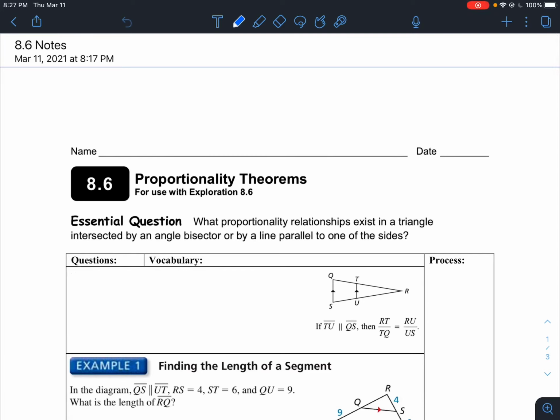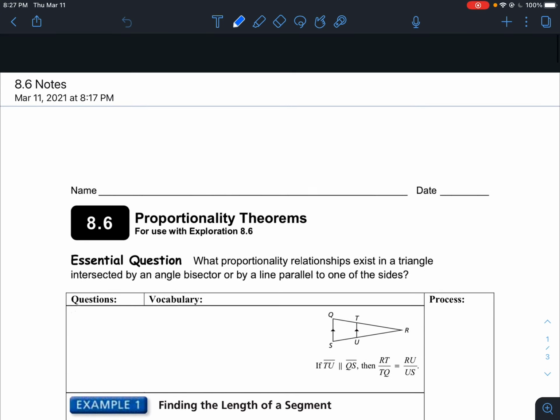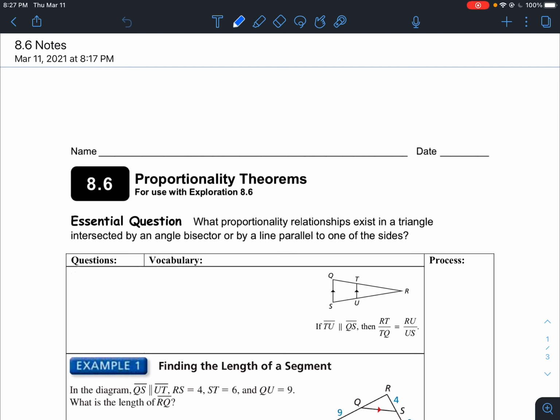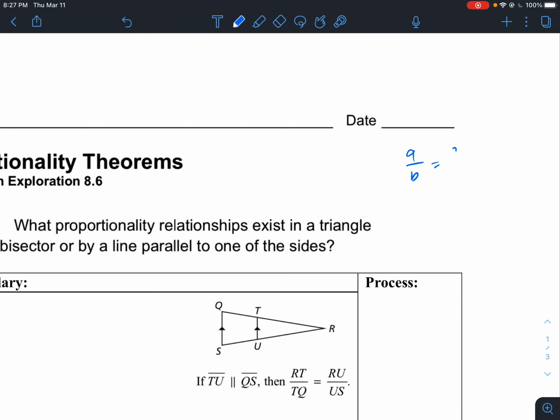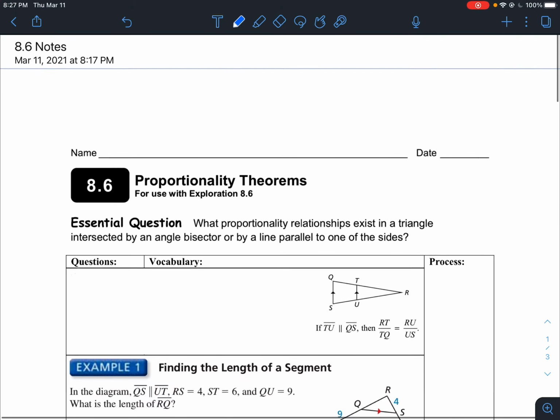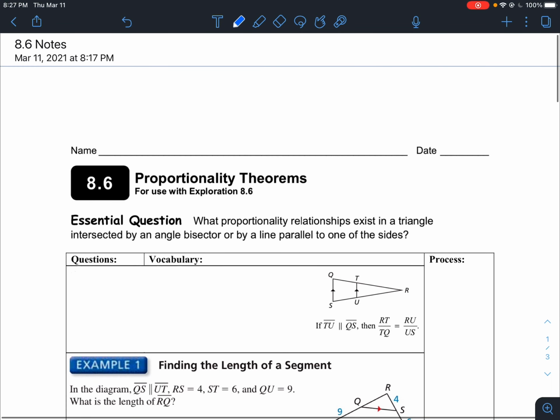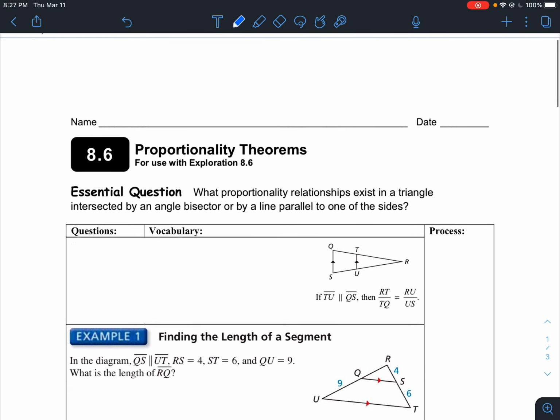Alright, so we are in the last section for chapter 8, and we're still talking about proportionalities. That's pretty much been the whole theme of chapter 8. The whole idea is using proportionalities, and proportionalities are setting up ratios that are equivalent. So we could say A over B is equal to C over D. This is what we've been dealing with over the last couple units, and now we're going to see how they apply to certain situations in triangles.